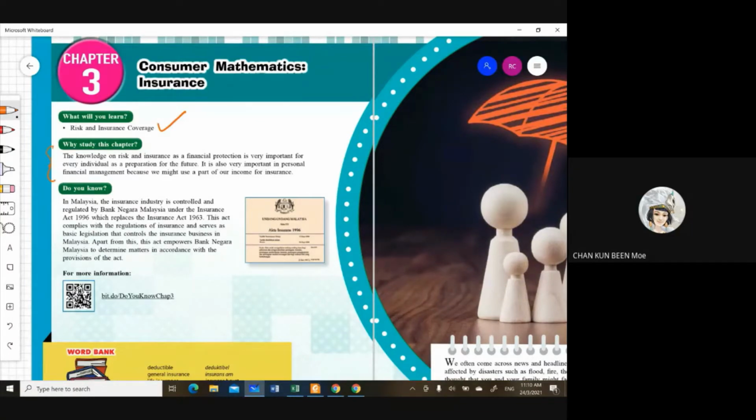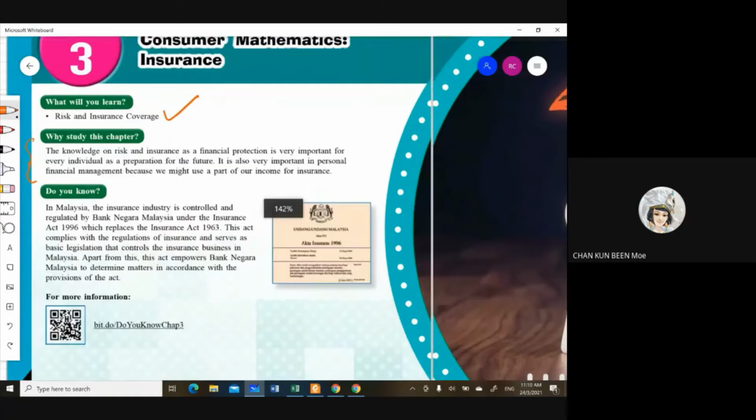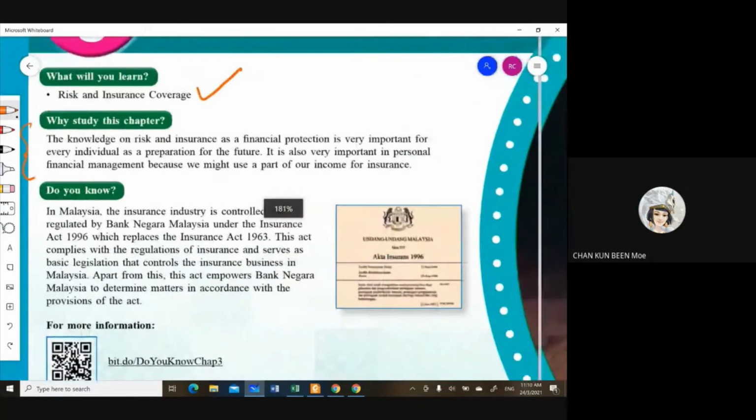The knowledge on risk and insurance as a financial protection is very important for every individual as a preparation for the future. It is also very important in personal financial management, because we might use part of our income for insurance. Okay, that's very correct. We use part of our income for insurance. Okay, that's why later on in the next chapter, you are going to learn about tax. Tax also involves insurance. You are going to deduct the payment of insurance over there. That's why you learn this chapter.